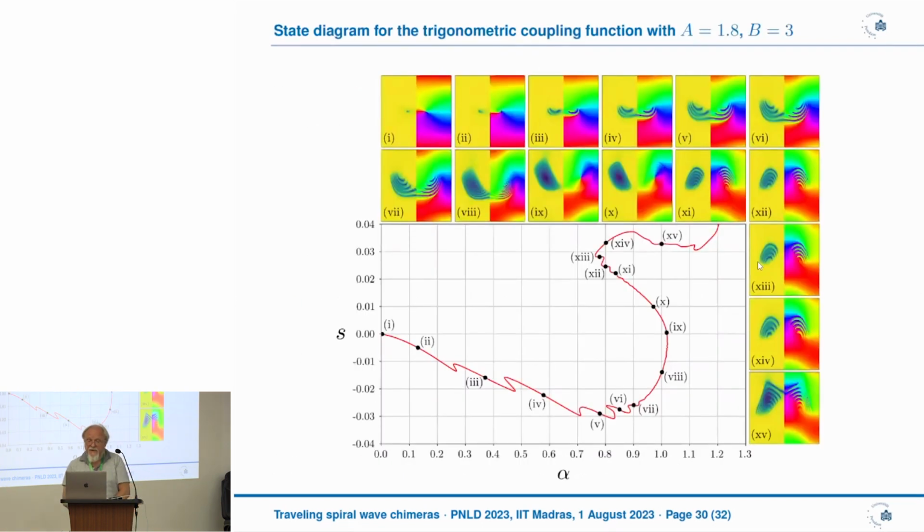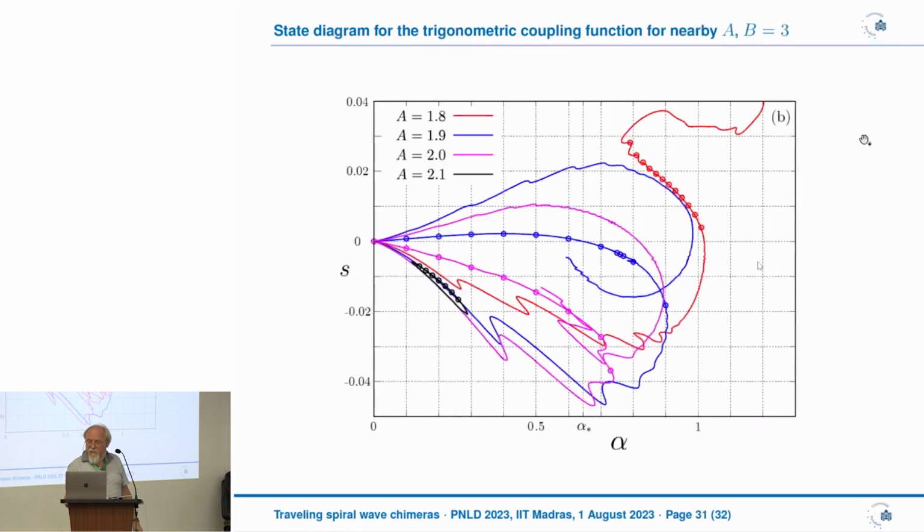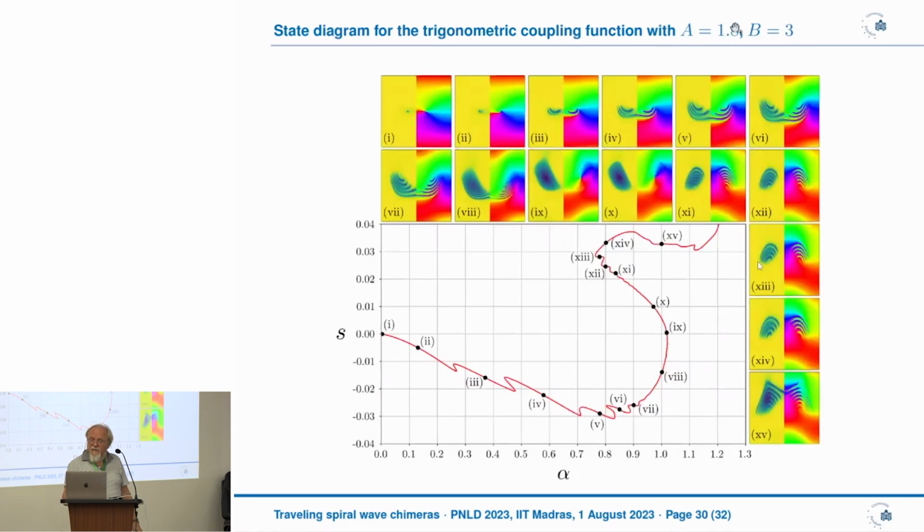And this is the type of result that you get for our truncated Fourier representation of the coupling function, with A equal to 1.8 and B equal to 0.3. So these are close to the values that we found for the top hat kernel, and you get a picture that looks like this.